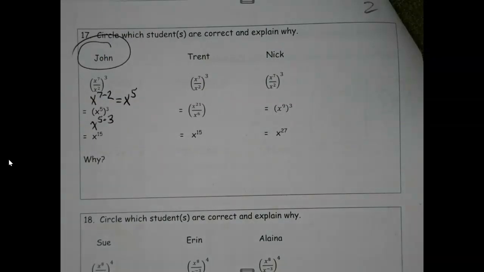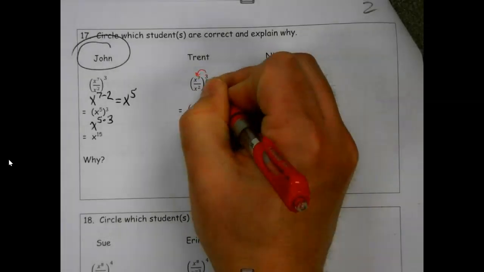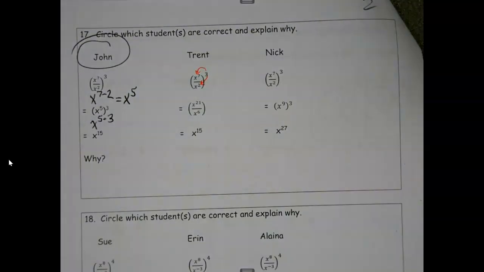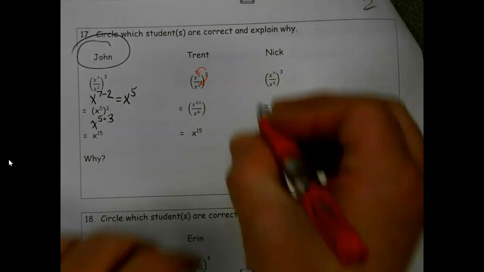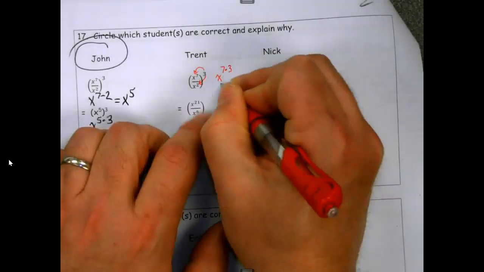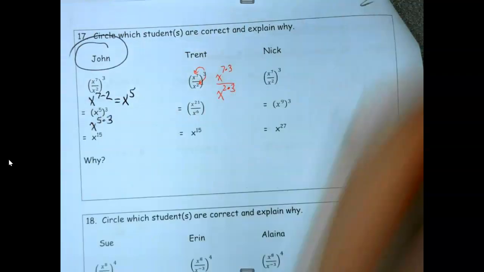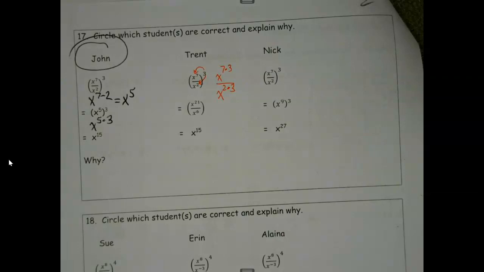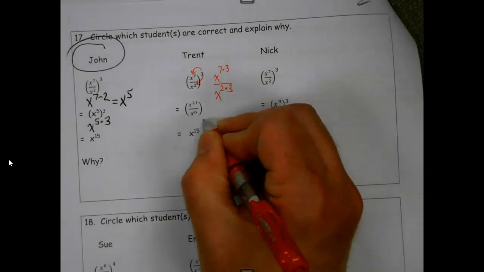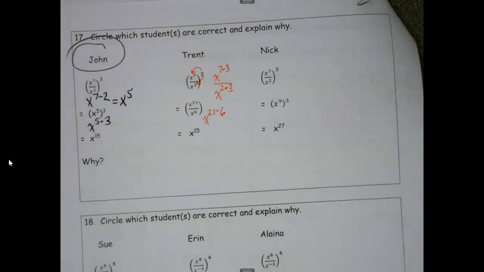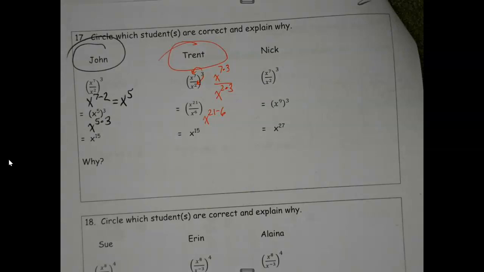Good job, John. Okay, let's see if Trent's on top of things here. So now it looks like Trent decided to multiply the exponent first. So x to the 7 times 3, and x to the 2 times 3. Because that's what we do when we do power to power. 7 times 3 is 21. 2 times 3 is 6. Okay, so far so good, Trent. And then when we divide, we subtract. 21 minus 6, 15. Trent, all-star. This works.